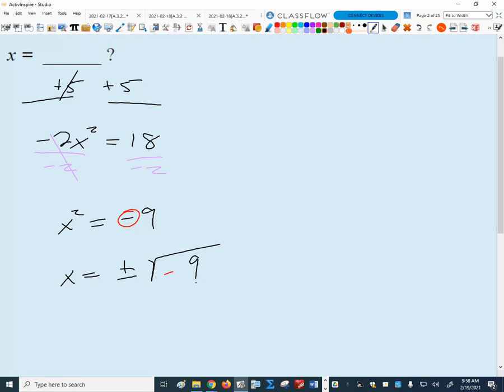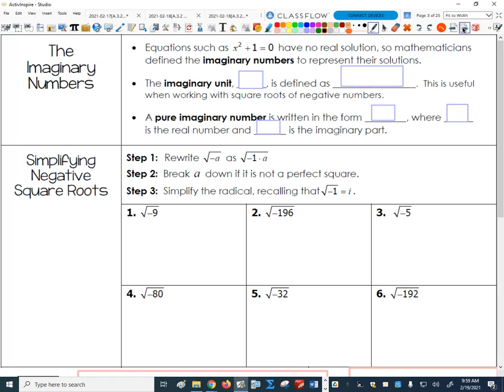Okay, we don't get a real answer, but we do get an answer. We just get a different kind of answer. And so we need to talk about a different set of numbers today that will allow us to get answers for this. Okay. We have to introduce something called imaginary numbers.